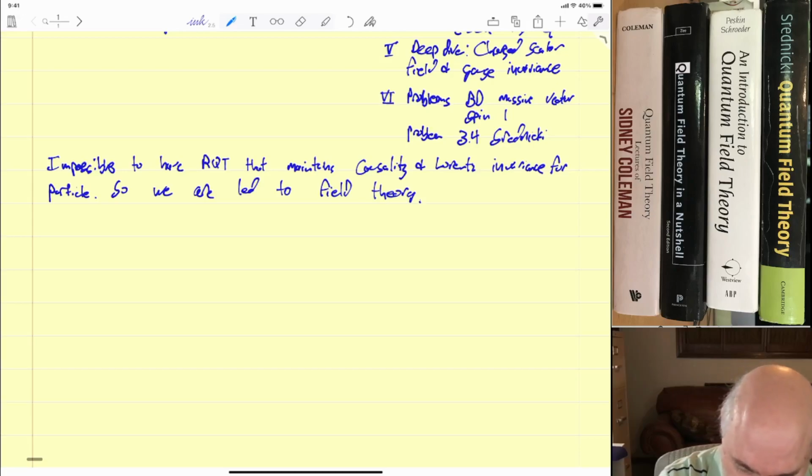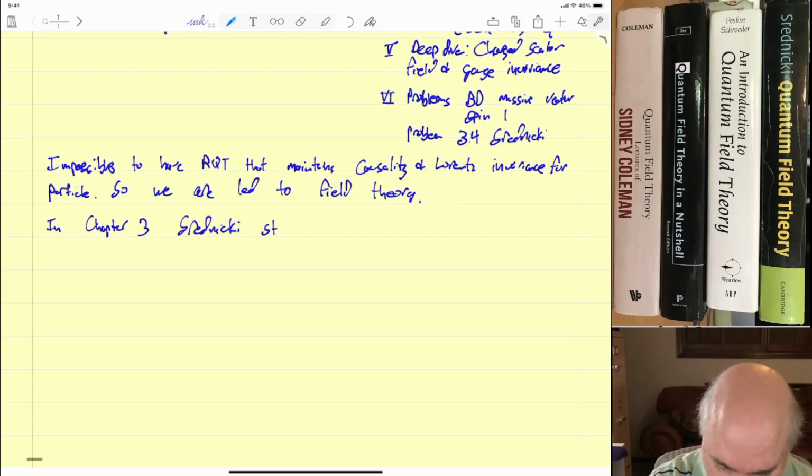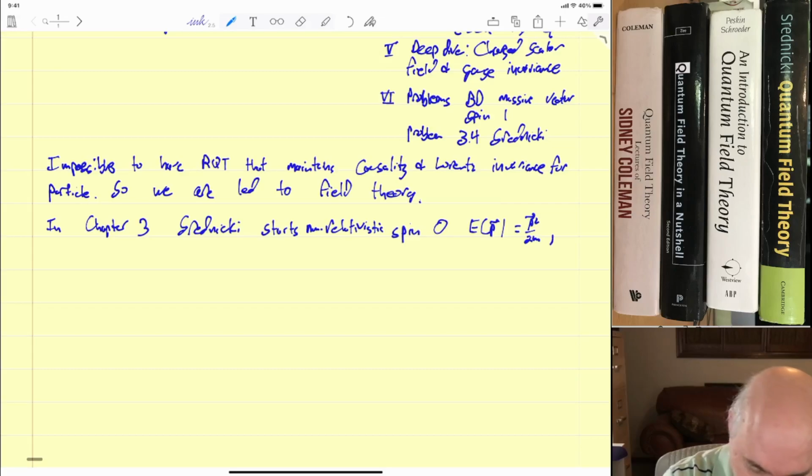So, in chapter 3, Czerniecki starts by reviewing the non-relativistic particle of spin 0, or spinless particles. I shouldn't say relativistic, I should say non-relativistic. And he has there that the energy, or Hamiltonian, is given by p squared over 2m. And then he suggests, as everybody else does, well, let's just define this as omega p.